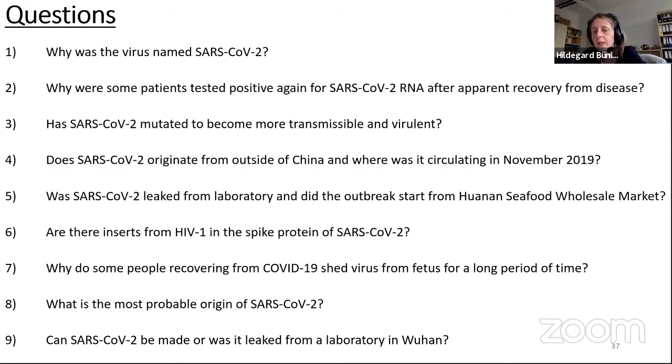So, before asking the next question, you said that it is more adapted to human already. You said this in the talk already. So how does this happen, or has this happened? Do you have any clue? Currently we have no clue, we have no evidence. But one hypothesis is that it has already been adapted in a kind of reservoir host, similar to the case of MERS in dromedary camels.